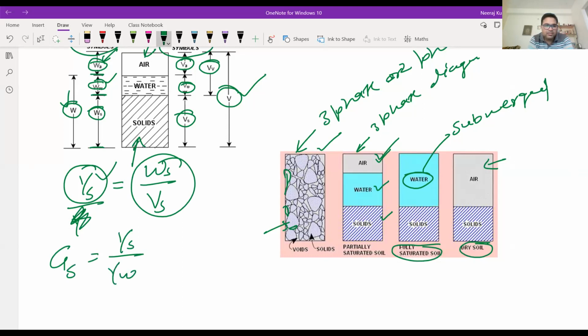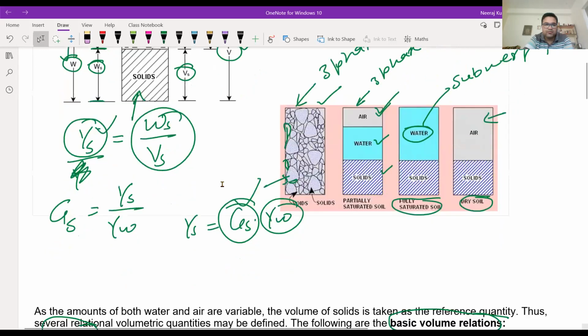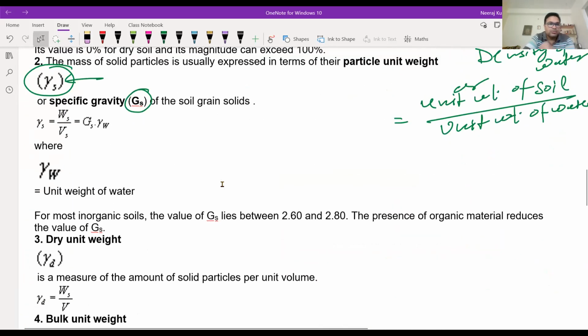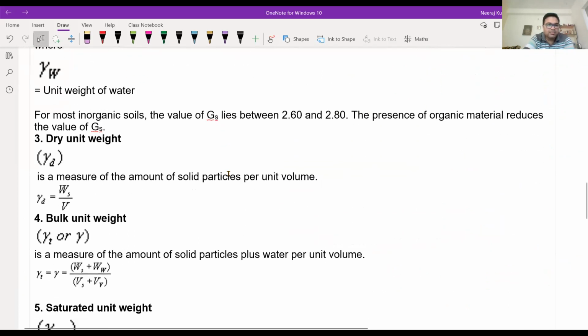So here, gamma S can also be written as GS into gamma W. So gamma W is the unit weight of water, GS is the specific gravity. So the unit weight of soil can also be written in terms of specific gravity. This is what I explained when we were discussing the specific gravity property. Therefore, in this manner, we can develop various relationships in soil mechanics.